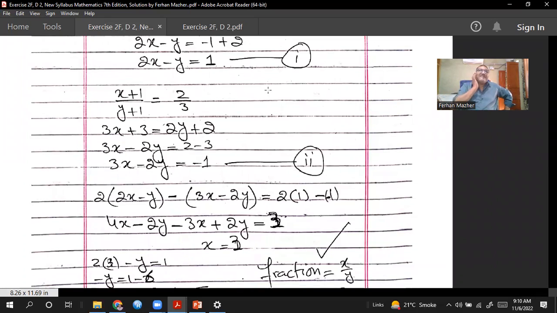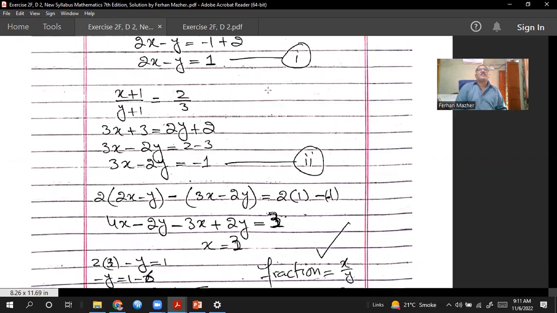Then they said if 1 is added to both the numerator and the denominator, the fraction will become 2 by 3. So cross multiply, so 3x plus 3 equals 2y plus 2. So 3x minus 2y equals 2 minus 3. So 3x minus 2y equals minus 1. So that is my second equation.